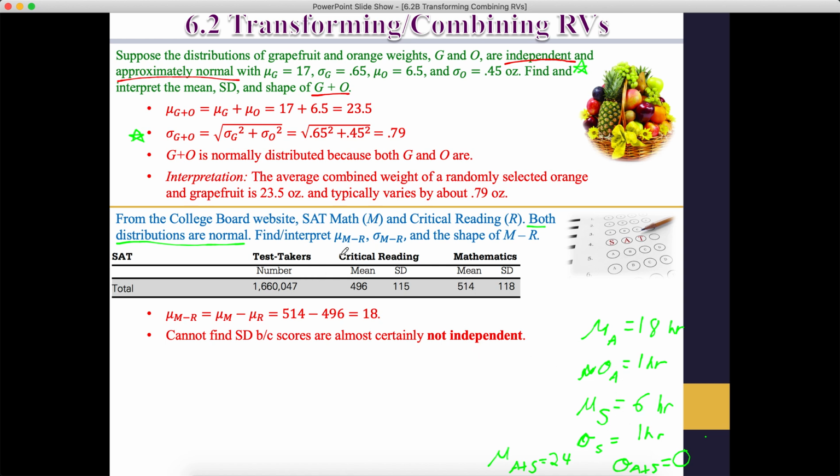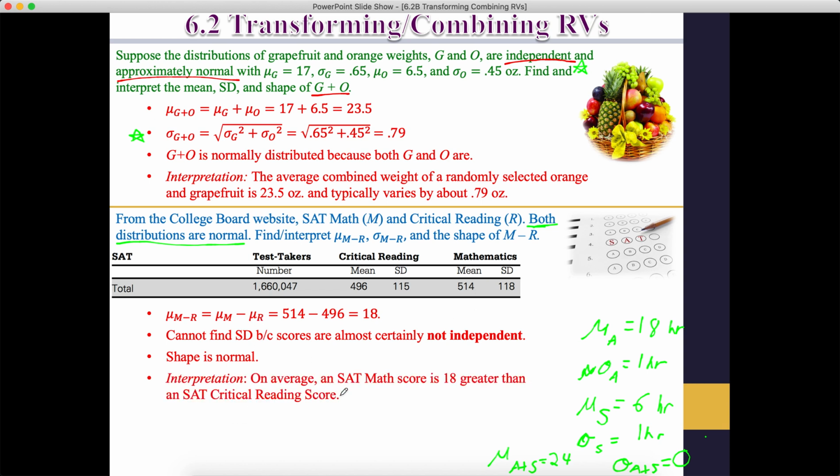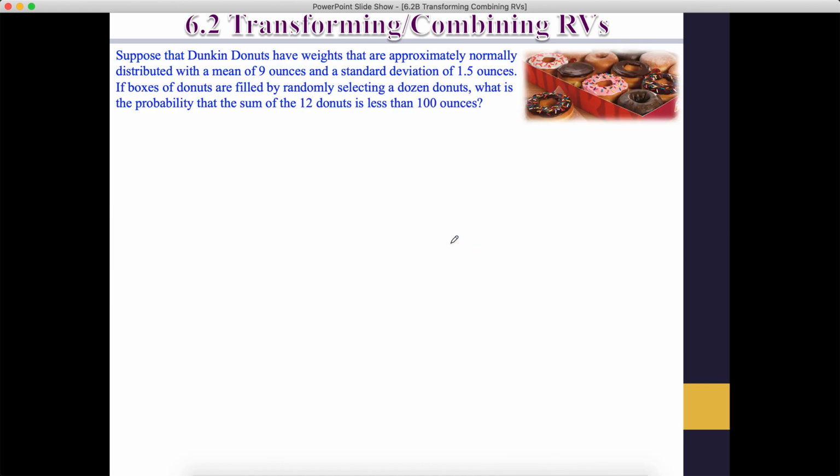So it's going to be the case that we have to very carefully scrutinize whether or not our two random variables are independent. And I don't think the College Board is going to throw anything too tricky at you. It should be obvious, if you consider this notion at all, whether or not the random variables are independent. So anyway, to proceed with this, the shape of m minus r is going to be normal. Why do you ask? Because both m and r individually are normal, so is their combined value. The interpretation, on average, I said that already. Okay, we're good.